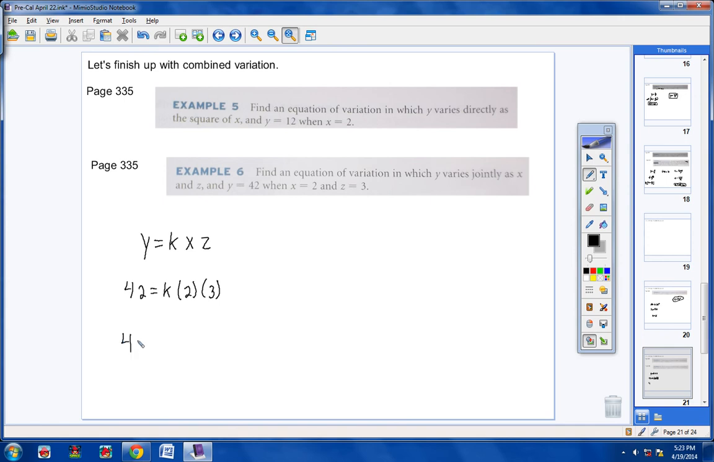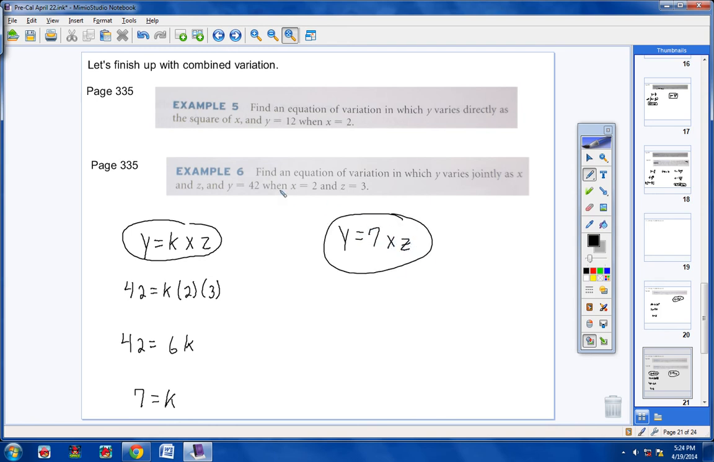So next you would have 6k. 2 times 3 is 6. And now divide both sides by 6, and you realize your constant of variation, or your variation constant, equals 7. So now you take this equation here, and where the k is, you're going to put a 7. And there, you did it. Just that simple. Find an equation of variation in which y varies jointly as x and z. And there it is. We did it.